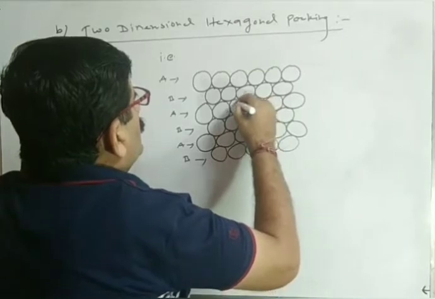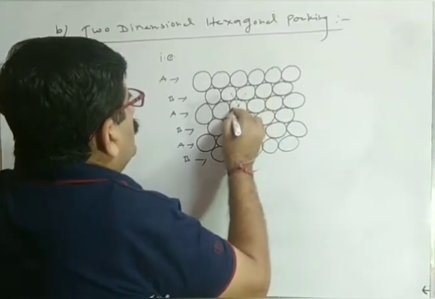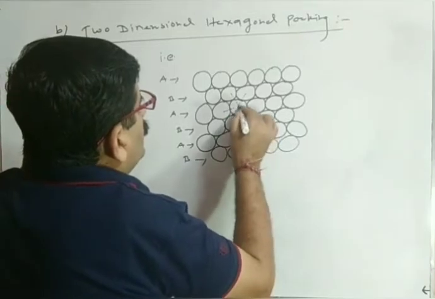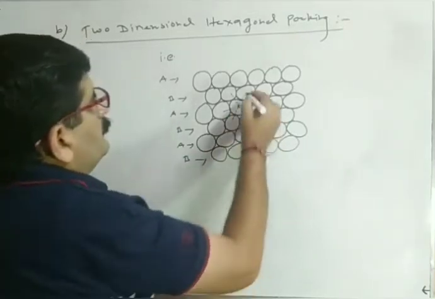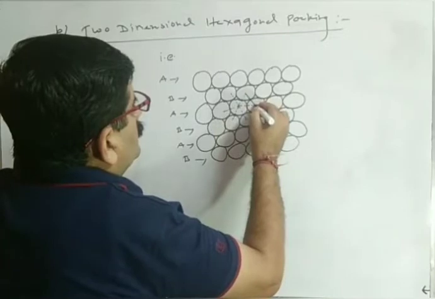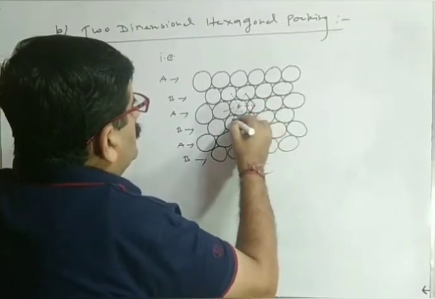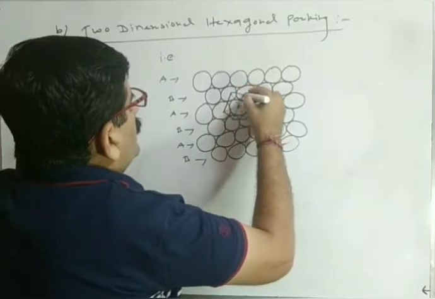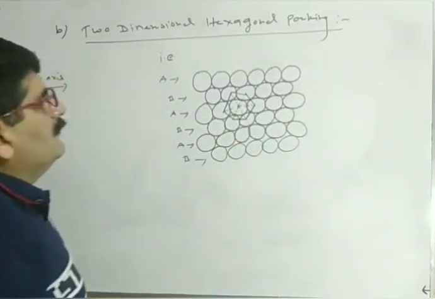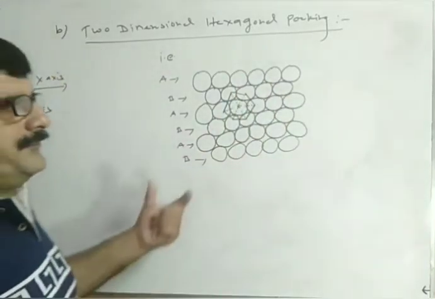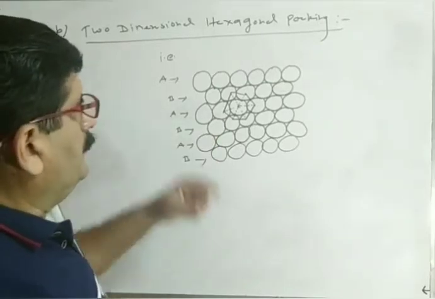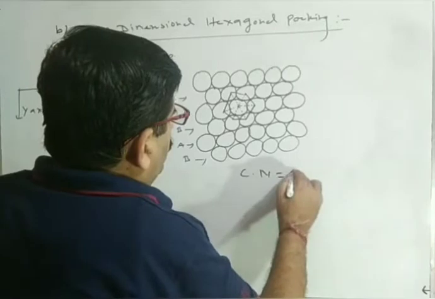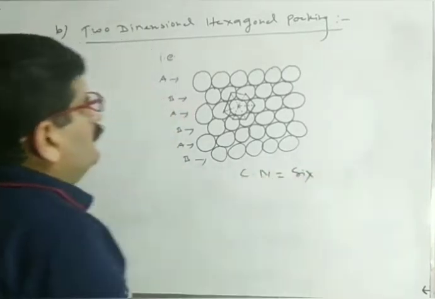Suppose if we consider this circle, how many circles are linked? 1, 2, 3, 4, 5, 6. We obtained what? Hexagonal figure. Therefore, the coordination number is equal to what? 6.